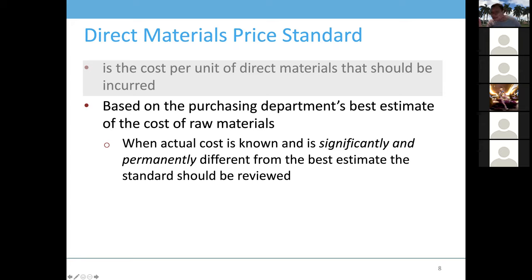So in that case, what is this change in the price? Is this temporary or permanent? If it's permanent, you need to revisit that standard cost for the materials.